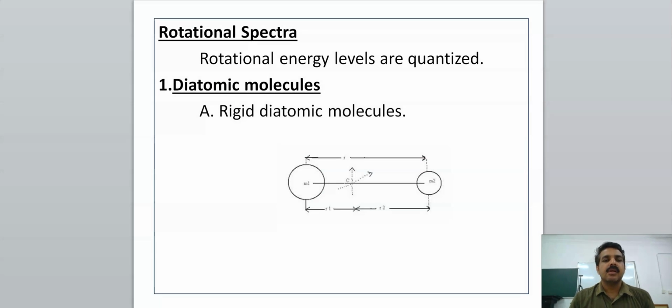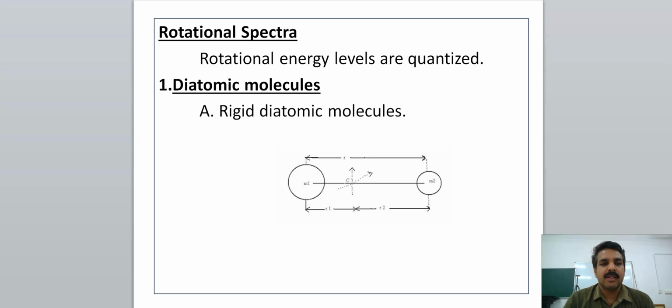We know that rotational energy levels are quantized, or only discrete energy levels are possible for rotation, and these energy levels can be obtained by the Schrodinger wave equation. We need not do more mathematics to solve for the energy levels. We can directly use the result we have studied in the Schrodinger wave equation.